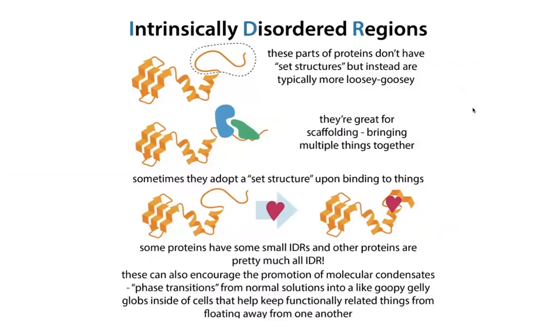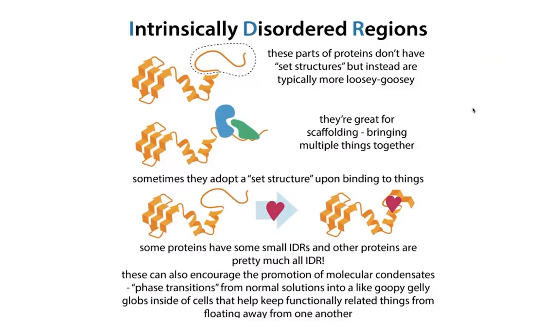And although we've been talking about all these secondary structures, it's also important to realize that not all regions of a protein actually have a defined secondary structure. There are these things called IDRs, or intrinsically disordered regions. These can be just a small part of a protein, or they could be most of the protein in some cases. But these don't really have set structures. They're more loosey-goosey, but that doesn't mean they're not important. They can actually serve great roles for scaffolding by bringing multiple things together. Sometimes they actually adopt a set secondary structure once they bind things. So, very cool stuff. They can also do things like phase separation, where basically they bring stuff together and make things form this gel. So you can get these membraneless compartments within cells.